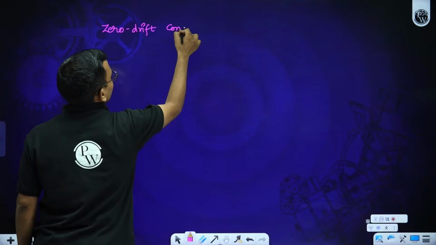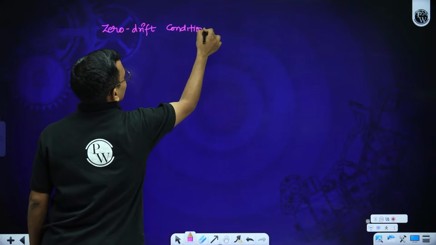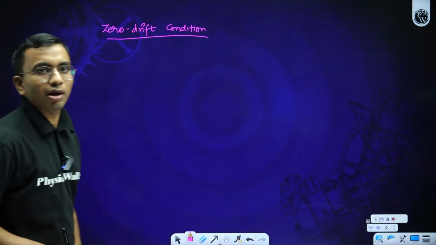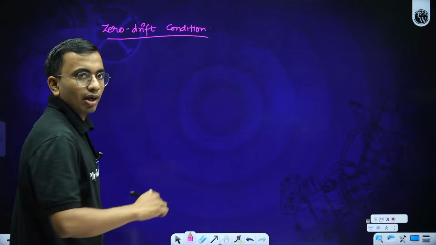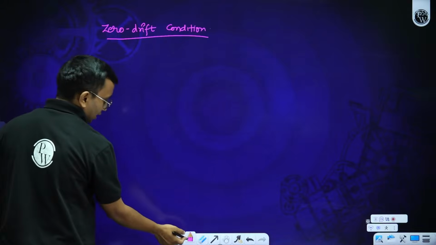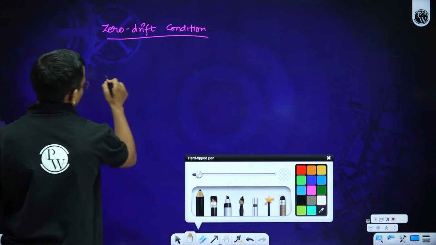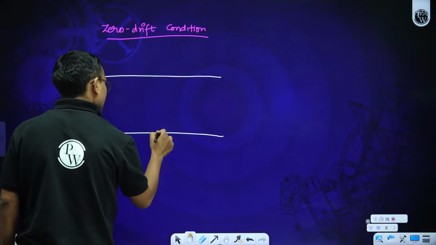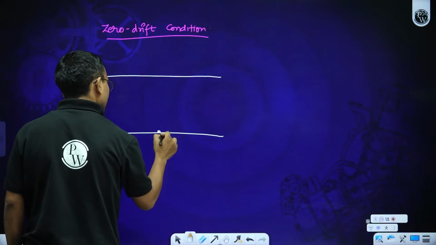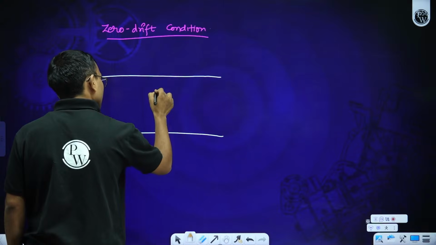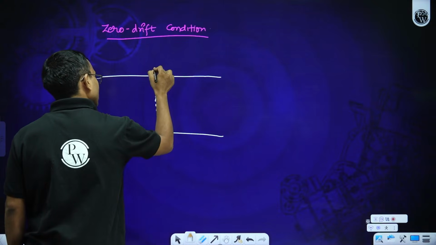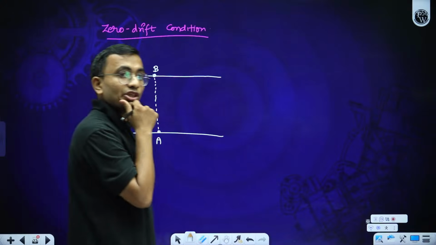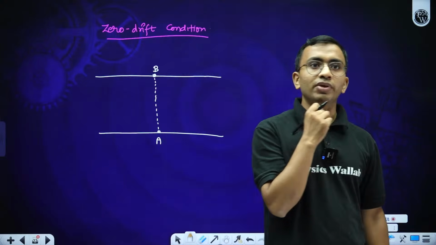Condition. Zero drift condition means the person wants to reach exactly at the opposite point, exactly at the opposite point. This is my river. The person is starting from here. This is point A. And the person wants to reach exactly point B. Now in which direction should he swim and how much time will it take?